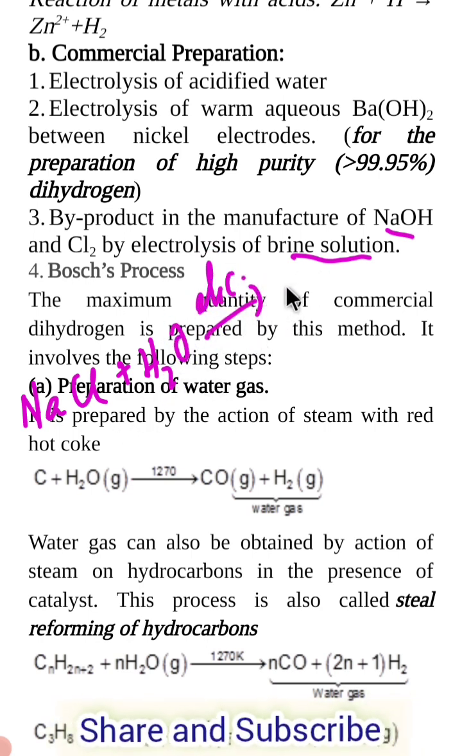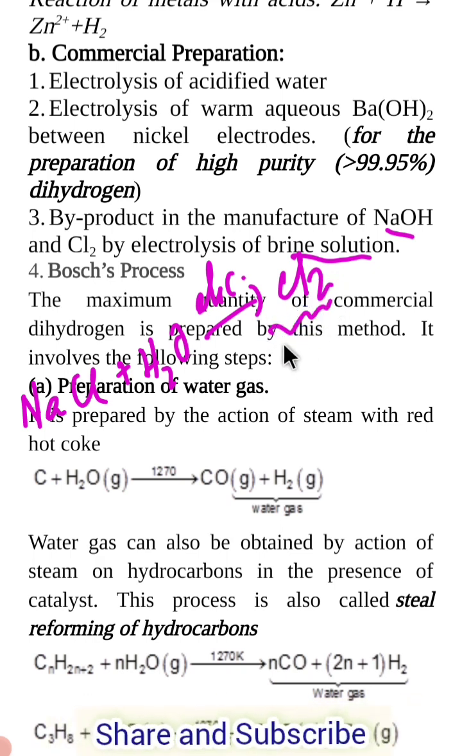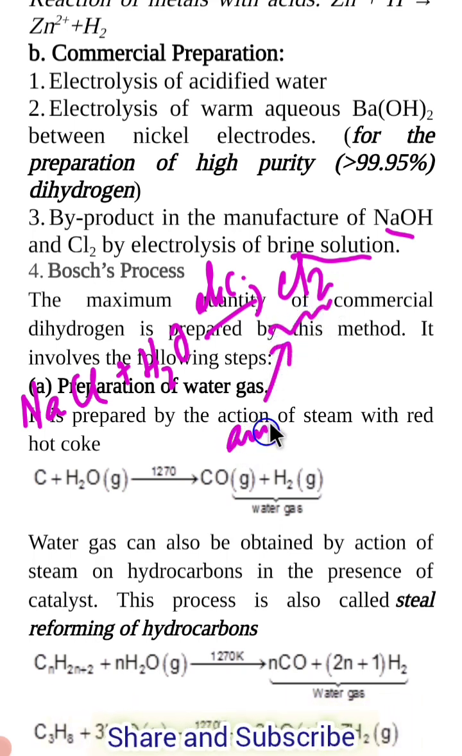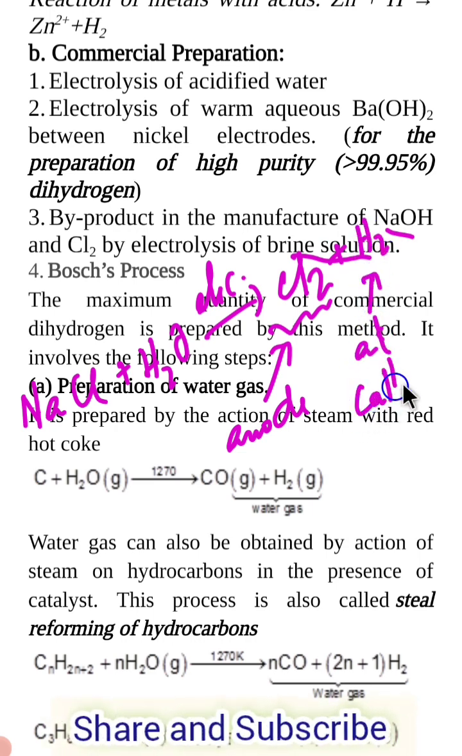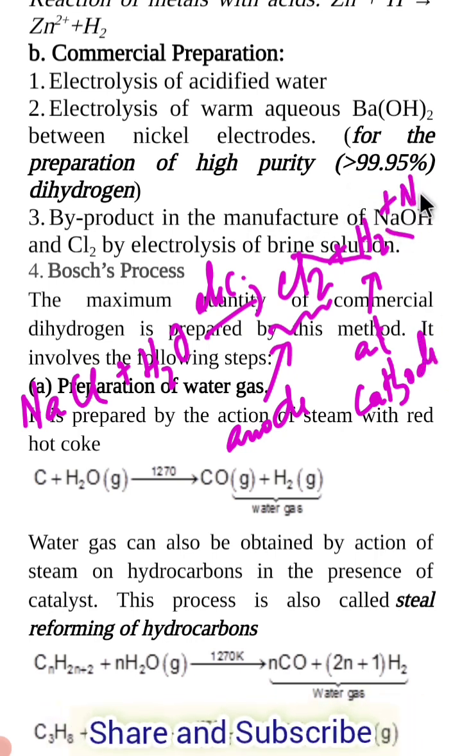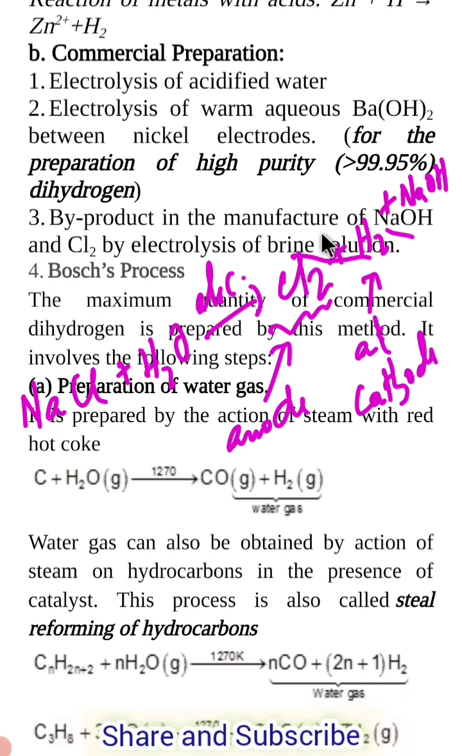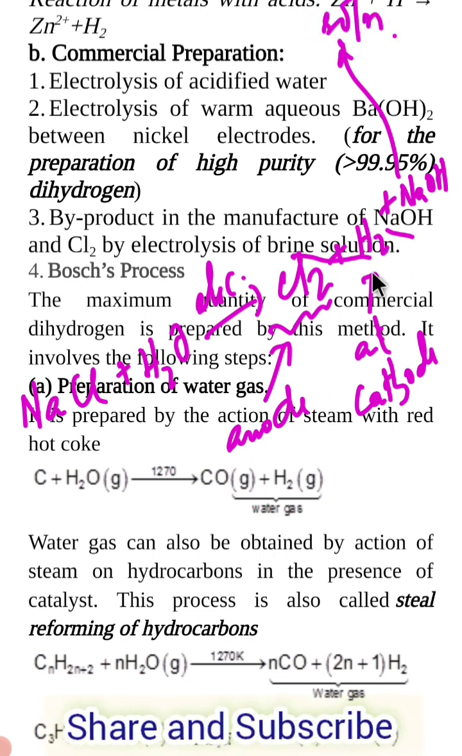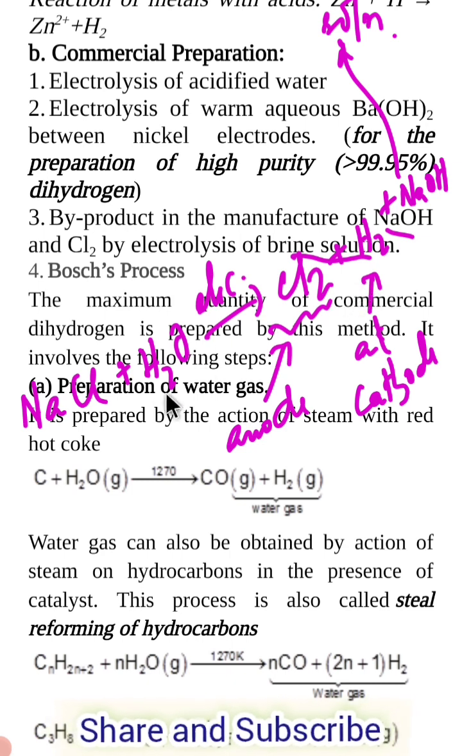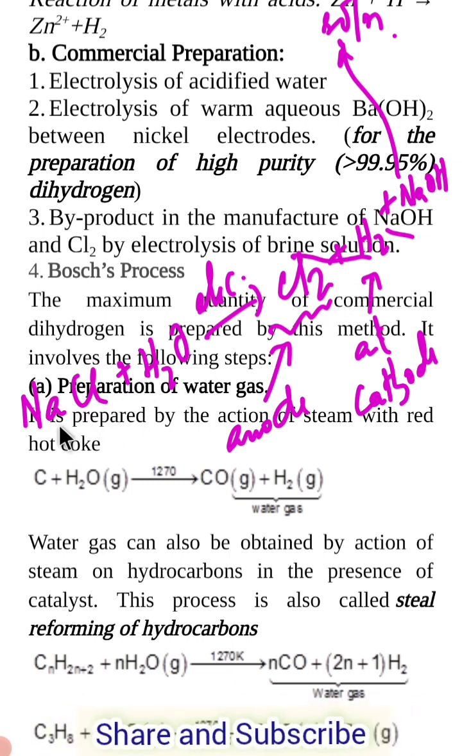Then we will get chlorine at anode and hydrogen gas at cathode, and sodium hydroxide, which is the alkali mentioned here, will be obtained in the solution. So hydrogen is obtained as one of the products in the electrolysis of brine solution.